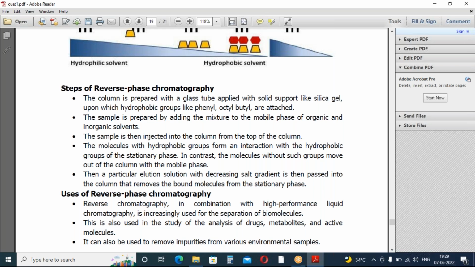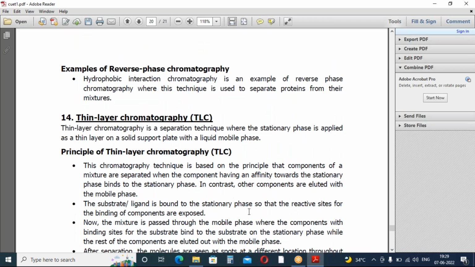Okay, and this reverse phase chromatography can be combined with HPLC, and that is used for the separation of different molecules, and also for the analysis of drugs, metabolites, and for the separation of impurities present in environmental samples. And that is reverse phase chromatography, and this is mainly used for the separation of the proteins that are present in mixtures.